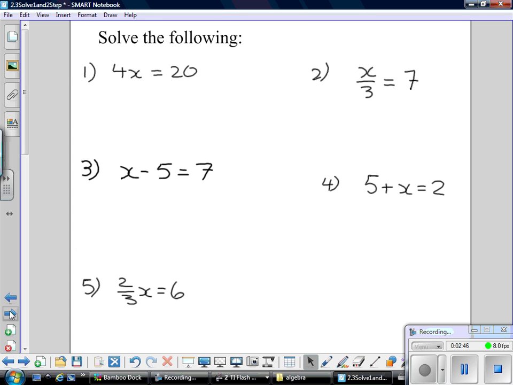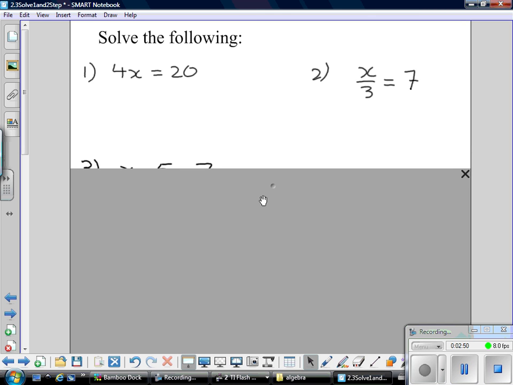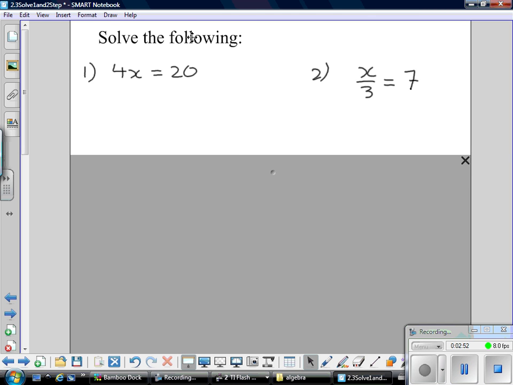Okay, so let's look at our examples. The first one says solve the following: 4x equals 20. What I'm after is I want to solve for 1x. I want to know how much 1x is. Now, some of you can do this in your head already, and that's great. However, I need to see what you're doing to both sides. Whatever I write down here is what I need to see in your work and on a test.